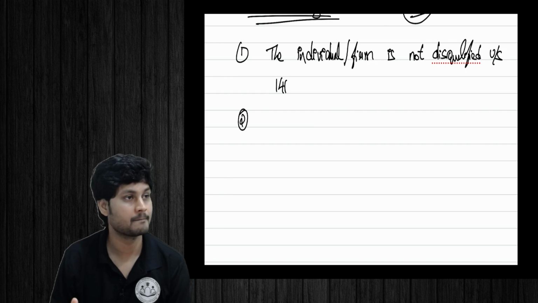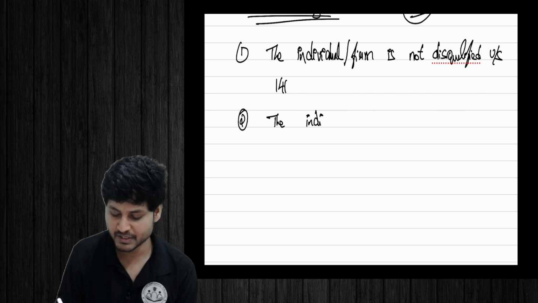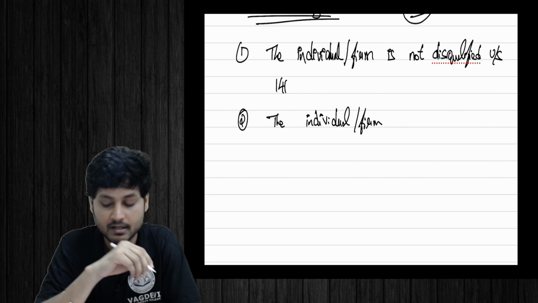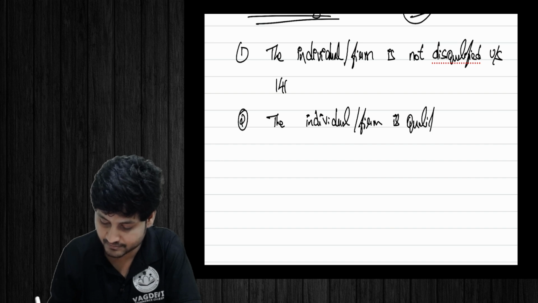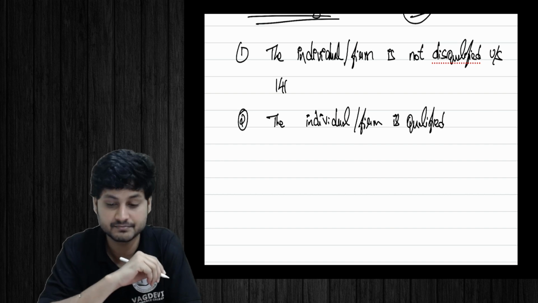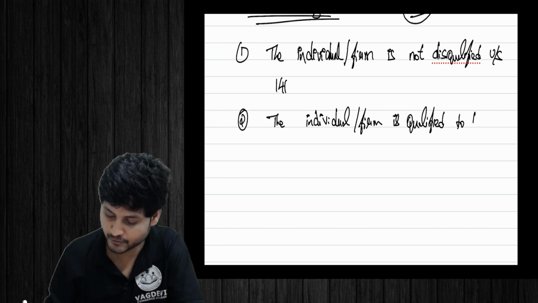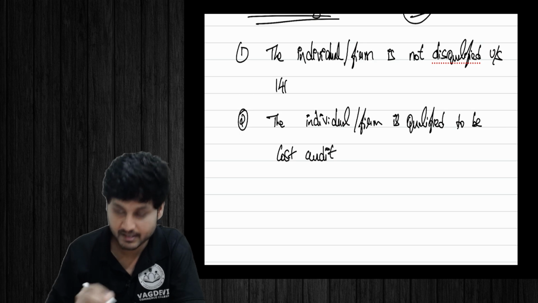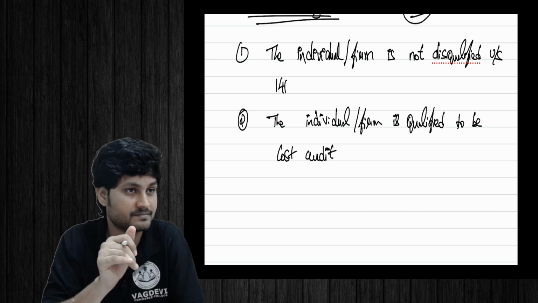Point number 2. The individual or firm is qualified to be a cost auditor. Qualified to be a cost auditor. Try to understand the difference. Qualification is different. Disqualification is different.